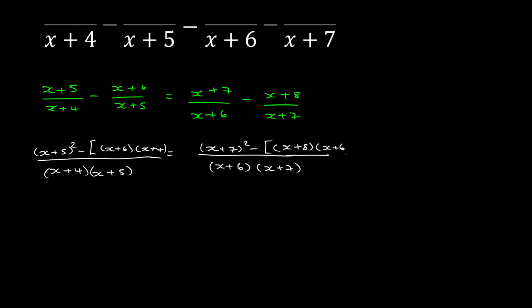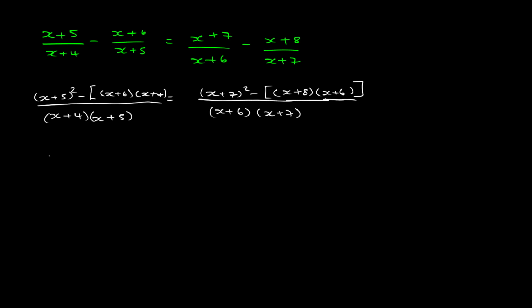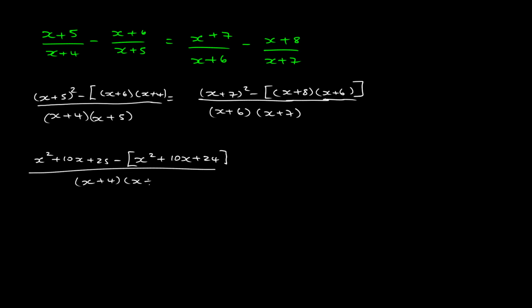Okay, great. So now that we have everything, we could go ahead and expand our brackets, and x plus 5 all squared, that would leave us with x squared plus 10x plus 25. And let's leave the square bracket and let's expand what is here as well. So x plus 6 times x plus 4, that will be x squared plus 10x plus 24. And this is all over x plus 4, x plus 5. Okay, great. So now let's do the same on the right hand side.